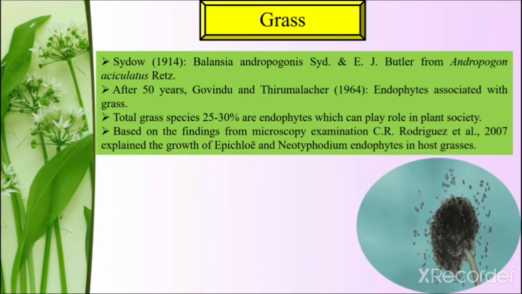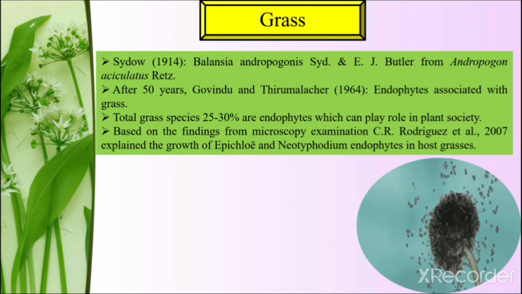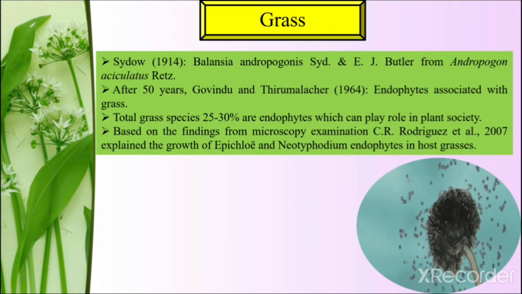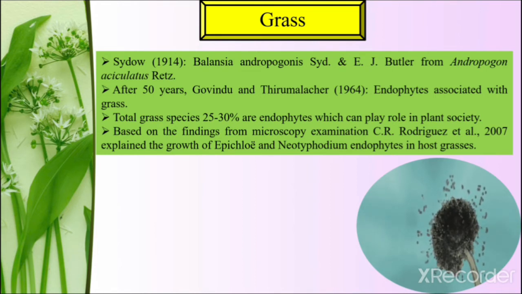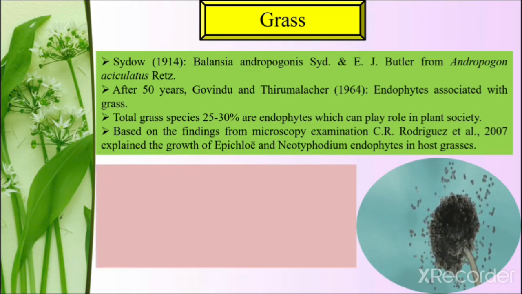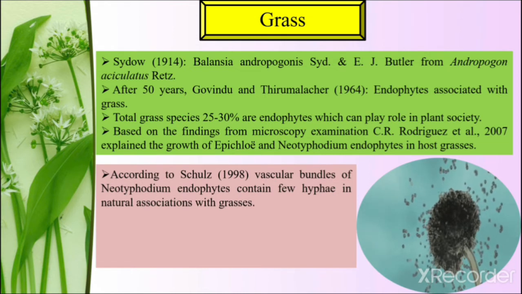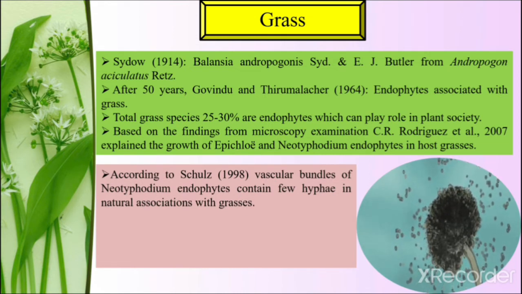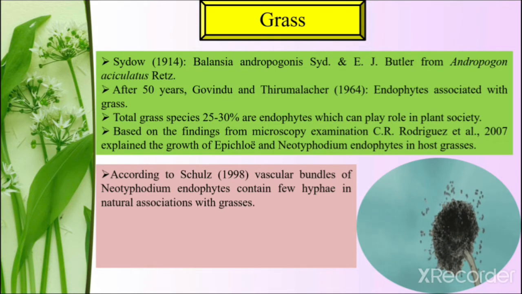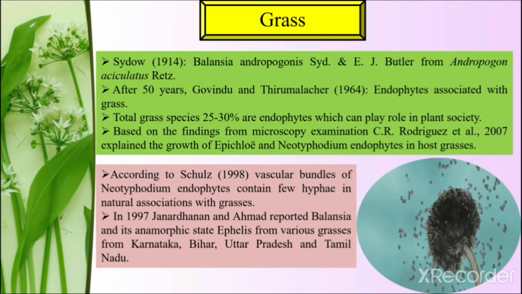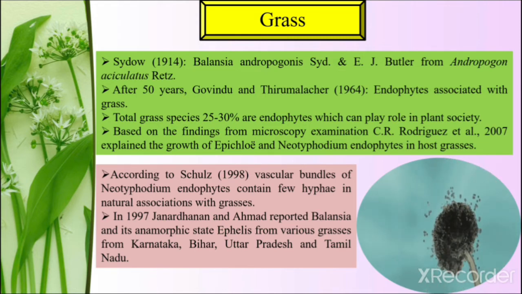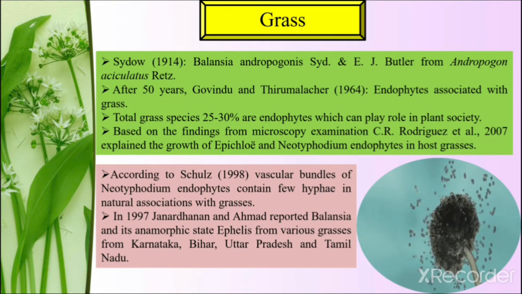Based on the findings from microscopy examination, C.R. Rodriguez et al. 2007 explained the growth of Epichloe and Neotyphodium endophytes in the host grasses. According to Skulls in 1998, vascular bundles of Neotyphodium endophytes contain few hyphae in natural associations with grasses. In 1997, Janardhan and Ahmad reported Balansia and its anamorphic state Ephelis from various grasses from Karnataka, Bihar, Uttar Pradesh, Tamil Nadu.